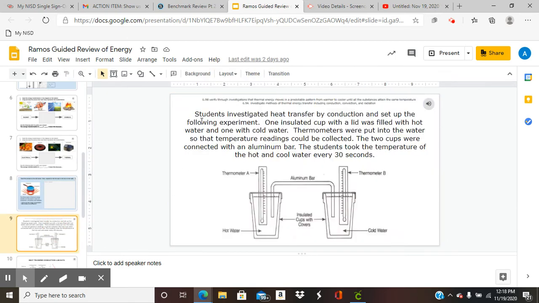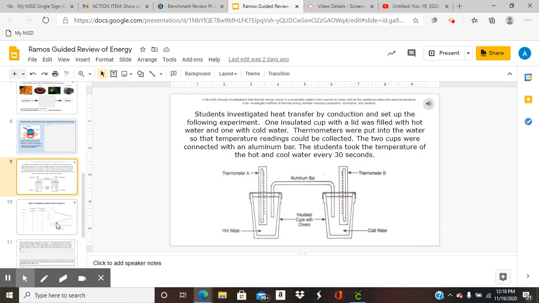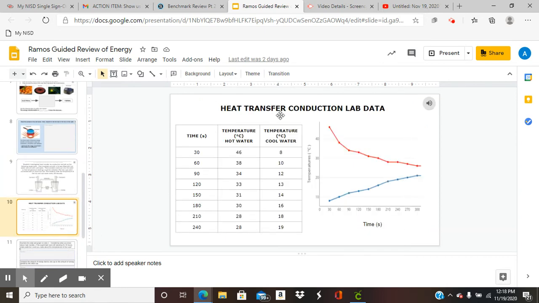On slide number 9, students investigate heat transfer by conduction and set up the following experiment. One insulated cup with a lid was filled with hot water and one with cold water. Thermometers were put into the water so that the temperature readings could be collected. The 2 cups were connected with the aluminum bar. The students took the temperature of the hot and cold water every 30 seconds. The heat transfer of the conduction lab data. So this is when they were taking the temperature of the hot water and the cold water. And you can see here in the graph.